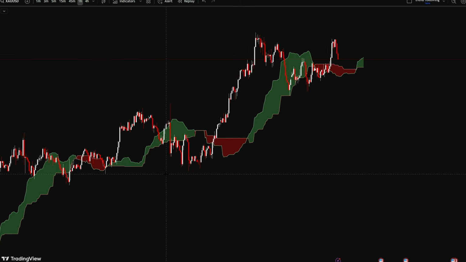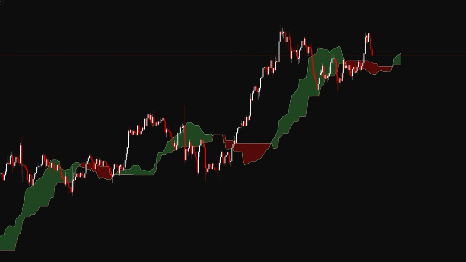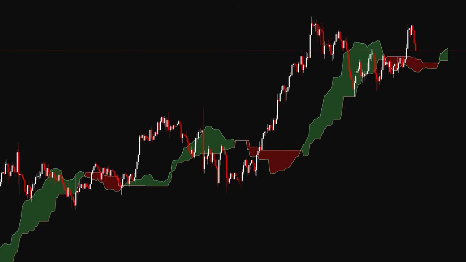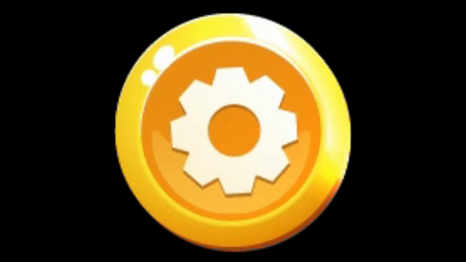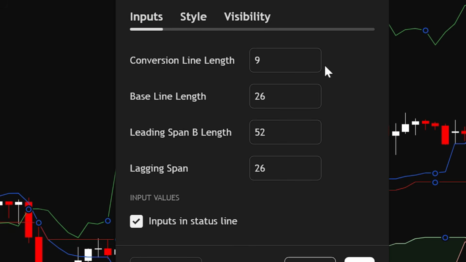Here's the trick though, and this is where we make it clean and uncluttered. By default, Ichimoku throws way too many lines at you. We do not need all that noise, so check this out. Go into the settings and disable everything except span A, span B, and the actual cloud. That's it. Nice and simple. You'll just see the cloud. No distractions.